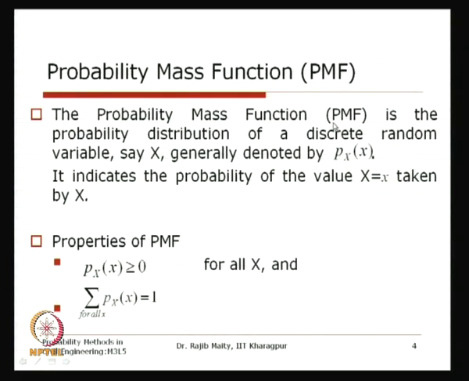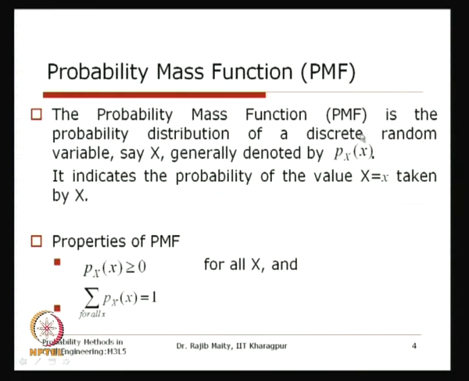Now, the probability mass function, PMF, is the probability distribution of a discrete random variable. Say this discrete random variable is denoted as X, and the PMF is generally denoted by small p_X(x). Here capital X denotes the random variable, and small x denotes a particular value of that random variable. These x are finite in number, some specific values that it can take. The small p indicates the probability mass function, and when we indicate the cumulative distribution function we replace it with capital F, as we discussed earlier. So p_X(x) indicates the probability that the random variable X takes a particular value x, that is, X equals x.